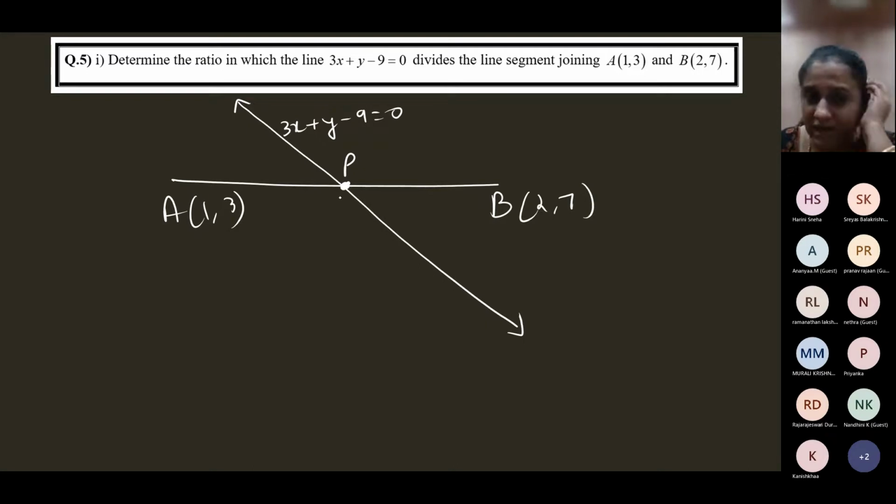It's very clear that P lies on the line segment AB as well as on the line 3x plus y minus 9 is equal to 0. So the coordinates of P will satisfy the equation 3x plus y minus 9 is equal to 0. So we'll find the coordinates of P using AB and we'll substitute the coordinates in 3x plus y minus 9 is equal to 0.